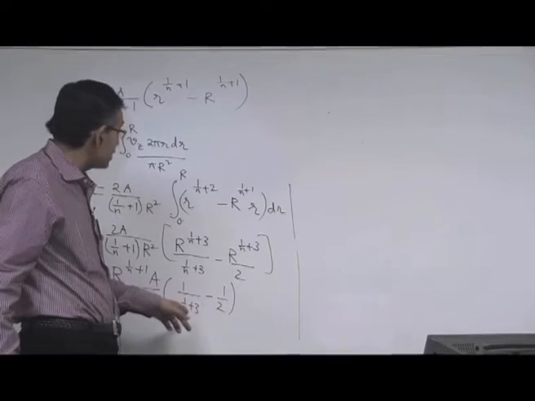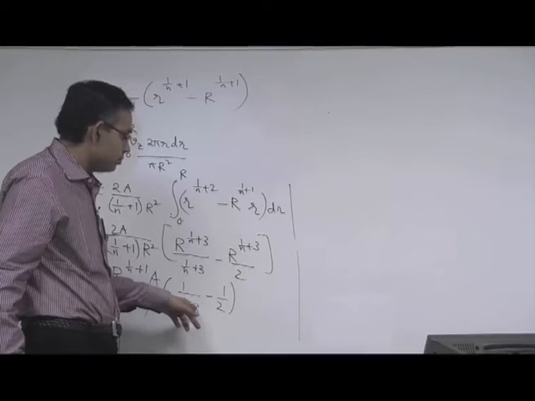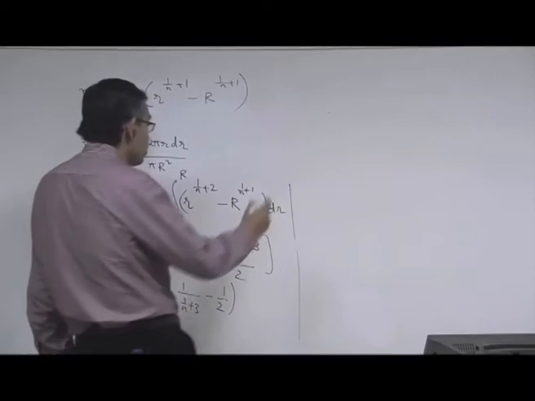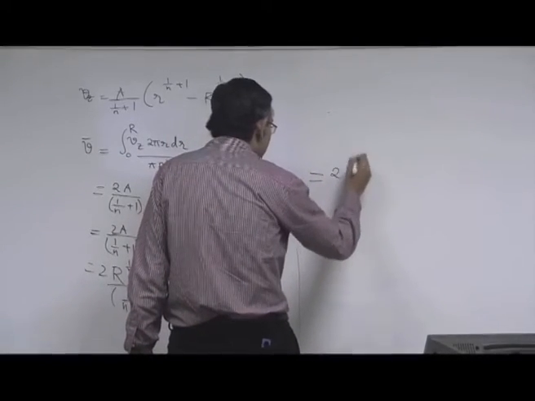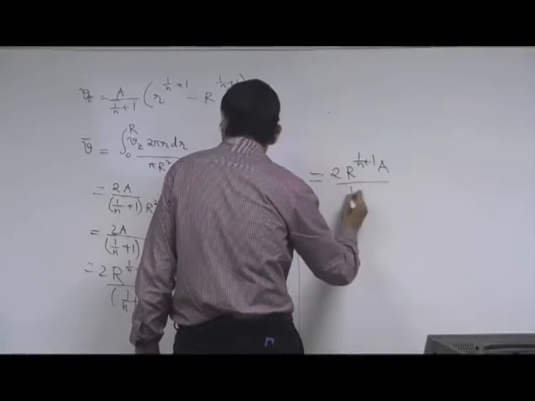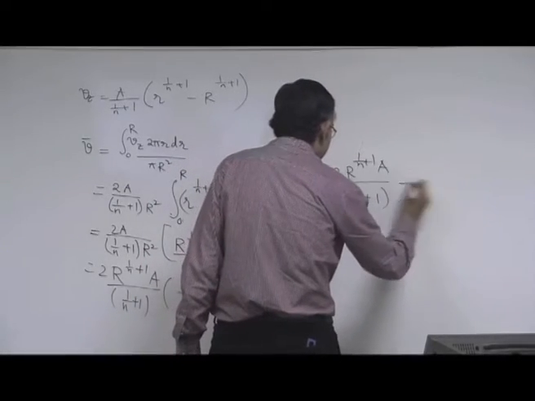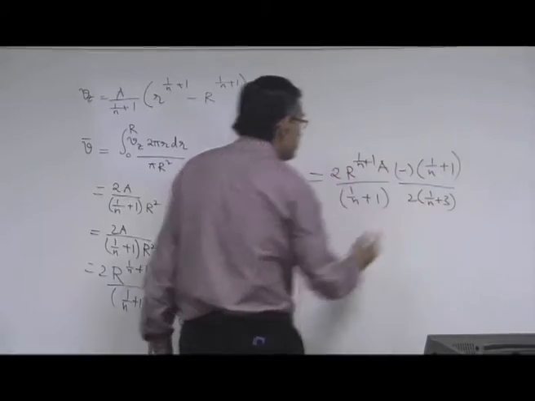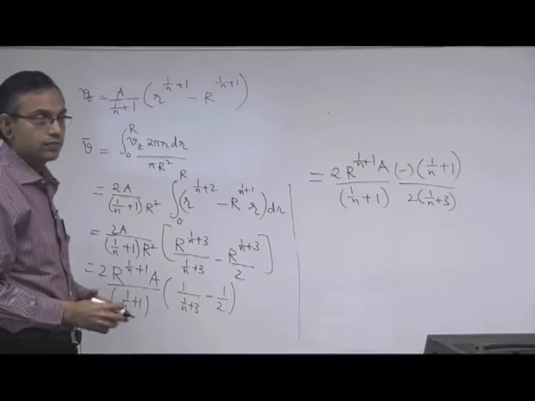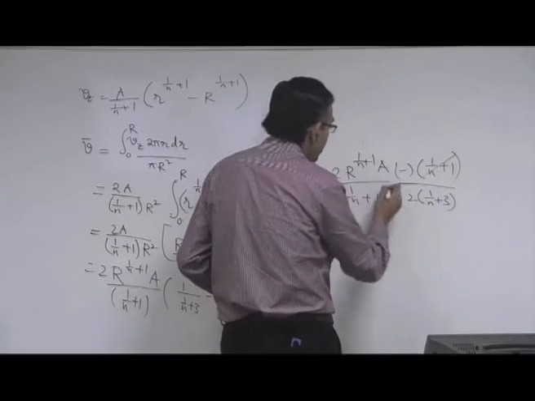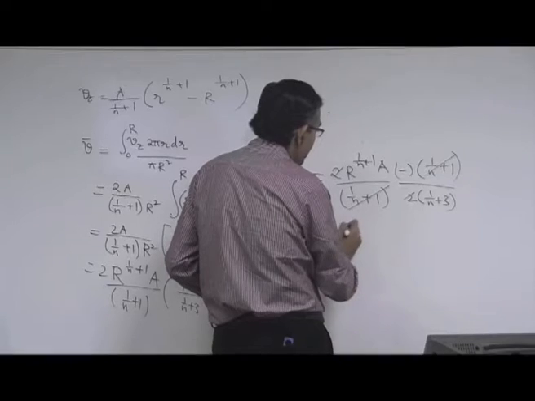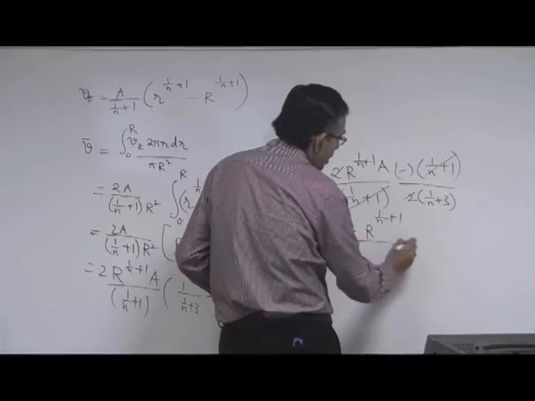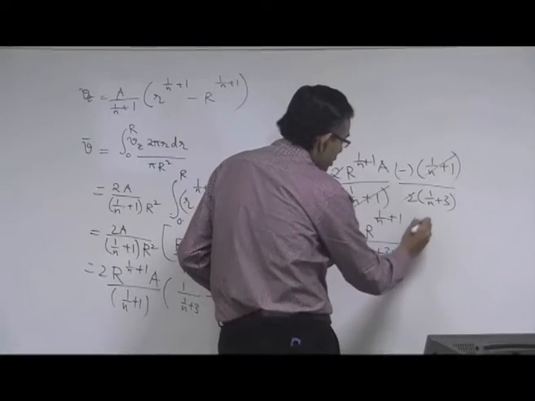So, this will become 2 minus 1 by n minus 3. So, minus of 1 by n plus 1, right. So, this will become 2 r to the power 1 by n plus 1 a by 1 by n plus 1 by 2 into 1 by n plus 3 then minus of 1 by n plus 1. All right, then this 1 by n plus 1 gets cancelled, 2 gets cancelled. So, minus a r to the power 1 by n plus 1 divided by 1 plus 3n, then n in the numerator.